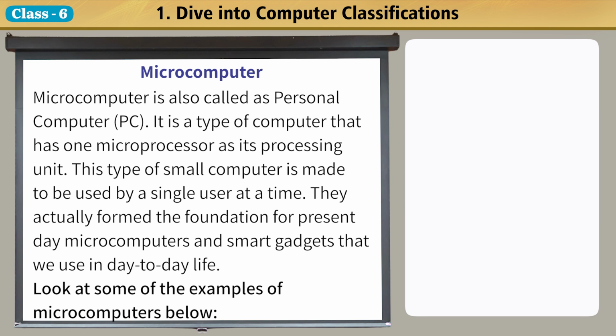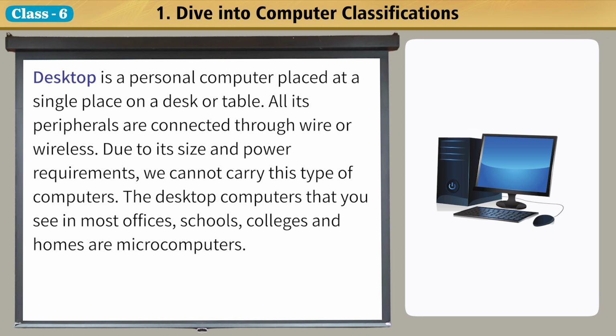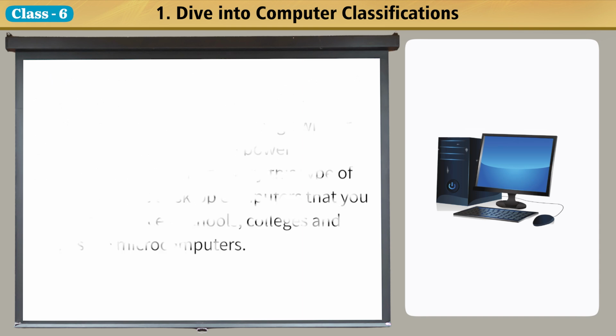They actually form the foundation for present-day microcomputers and smart gadgets that we use in day-to-day life. Look at some of the examples of microcomputers below. Desktop is a personal computer placed at a single place on a desk or table. All its peripherals are connected through wire or wireless. Due to its size and power requirements, we cannot carry this type of computer. The desktop computers that you see in most offices, schools, colleges and homes are microcomputers.